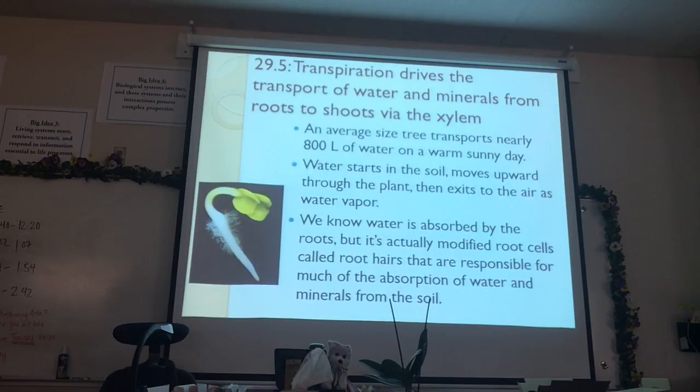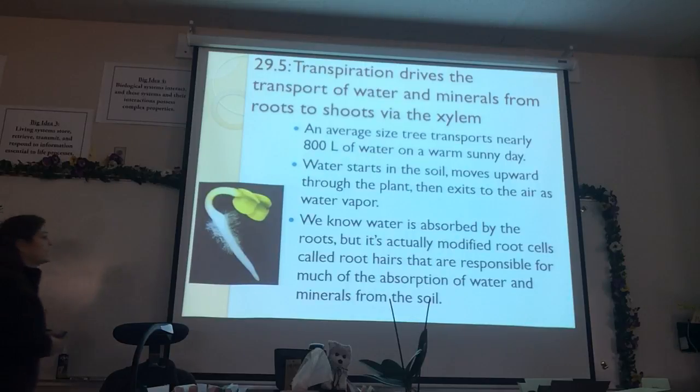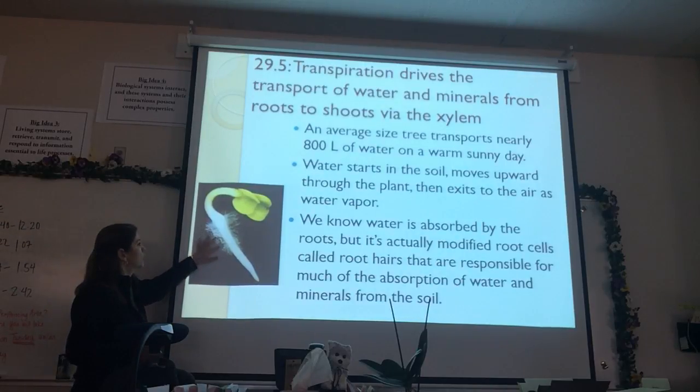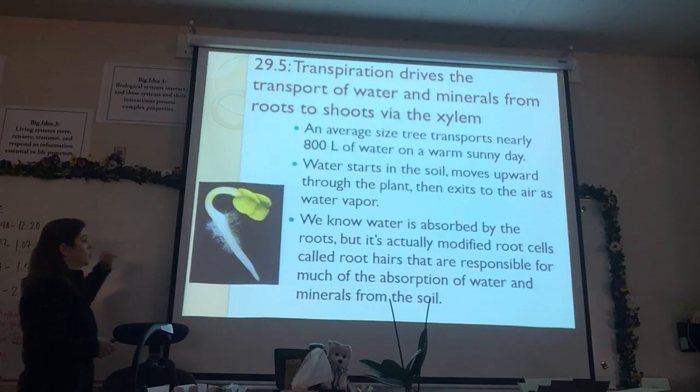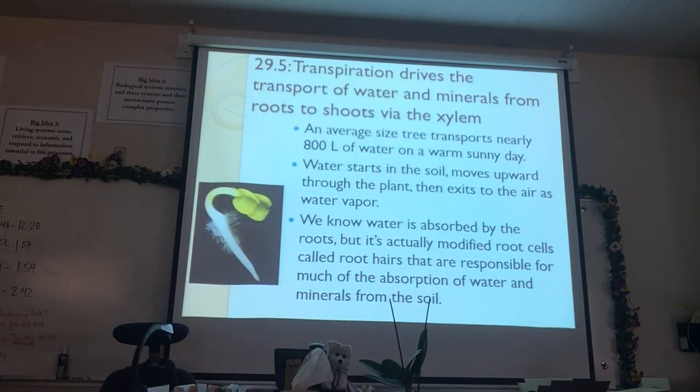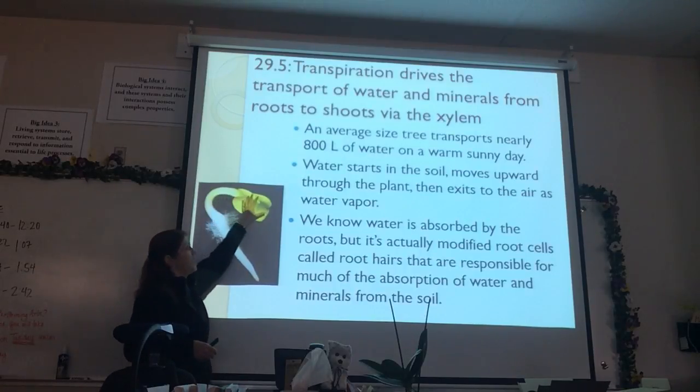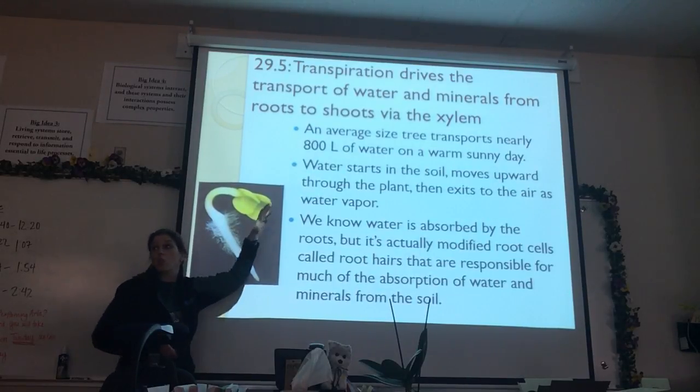It's a huge quantity. And so water, we know, starts in the soil. And we said last class that the movement of water is a one-way road. It only moves up. We'll talk about that first. We know that water is absorbed by the roots. It's actually absorbed by these modified root cells called root hairs. So here's a little bitty fuzzy one that's easy to see. Each of these root hairs is actually a cell, and that is responsible for most of the absorption of water and minerals from the soil. So the water goes in through those root hairs, and then it only can move up, moves up, moves up, moves up, and then evaporates out of the leaves as water vapor.